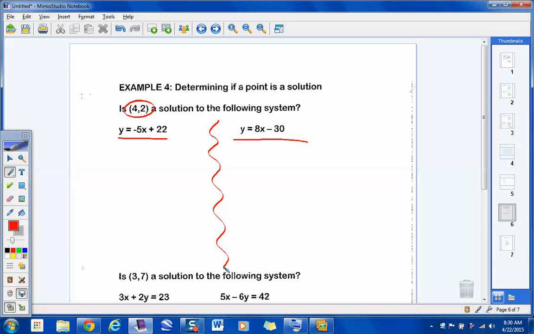So let's check this out. This point up here says 4, 2, and they want to know, is 4, 2 a solution to the following system? Here are your two equations in slope intercept form. So let's plug in what I need to plug in. What's going to take the place of y given our point? 2. So I'm going to write this as 2 equals -5. What's going to take the place of x? 4. Plus what value? Okay, so on the left we have a 2. Help me with the multiplication: -5 times 4. Yeah, -20.